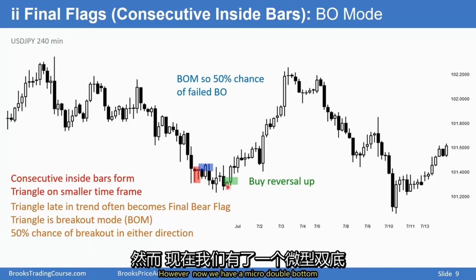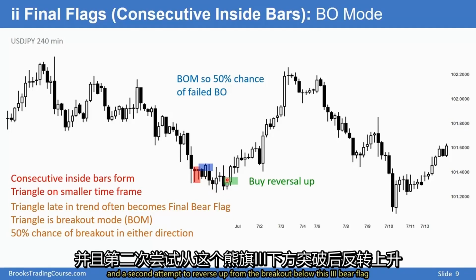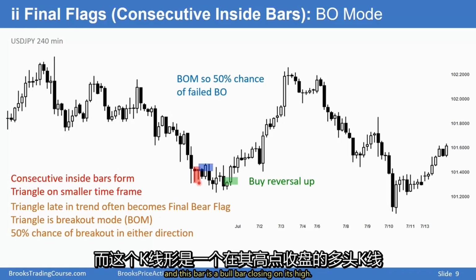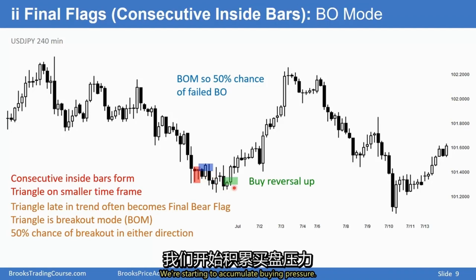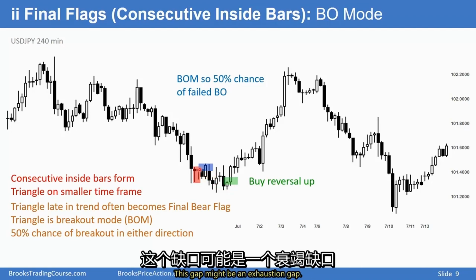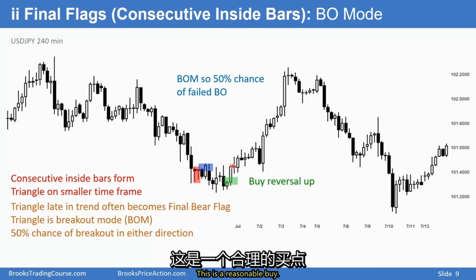However, now we have a micro double bottom and a second attempt to reverse up from the breakout below this II bear flag, and this bar is a bull bar closing on its high. We have a bull bar here and a bull bar here. We're starting to accumulate buying pressure. This gap might be an exhaustion gap. This is a reasonable buy. This is a good buy.